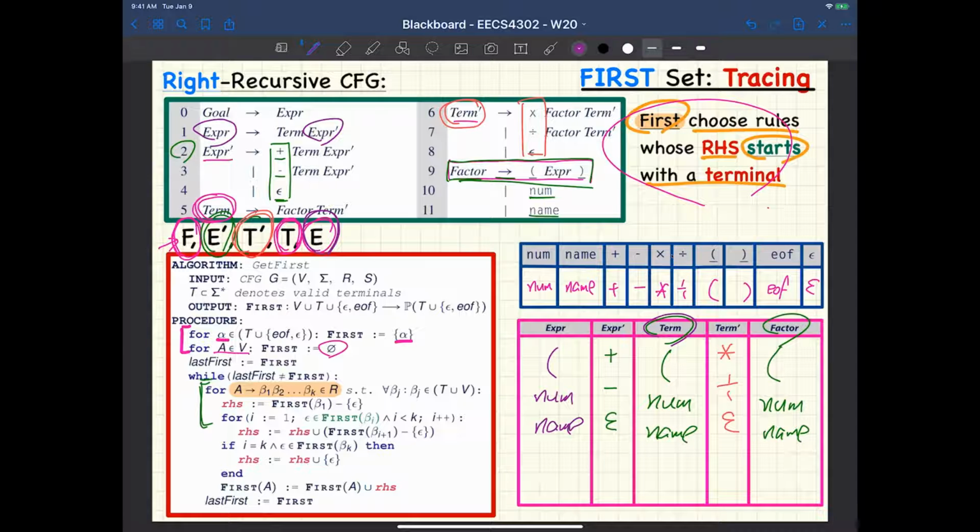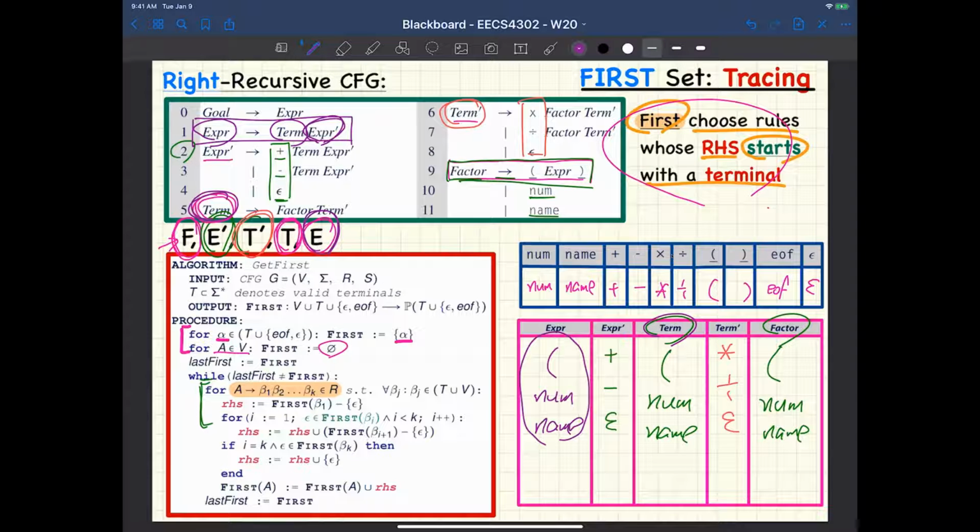Yeah, okay, let me make it clear. So now this is the rule that we are talking about. We definitely want to include the first of term, which we did already. Should we also include the first of expression prime? It depends on whether term over here is nullable or not, is it? Not really.